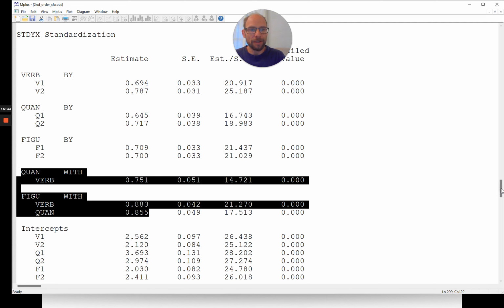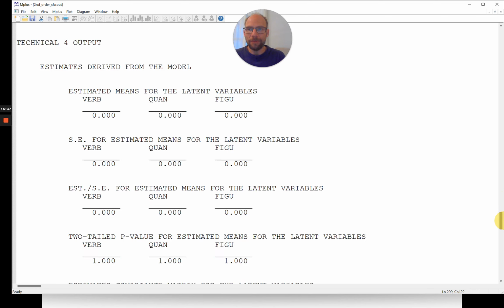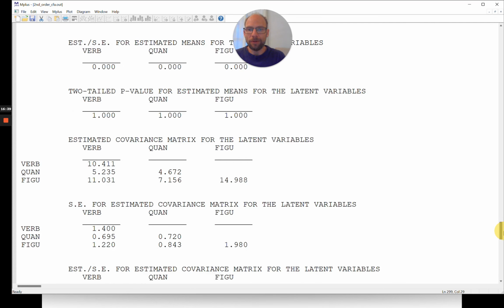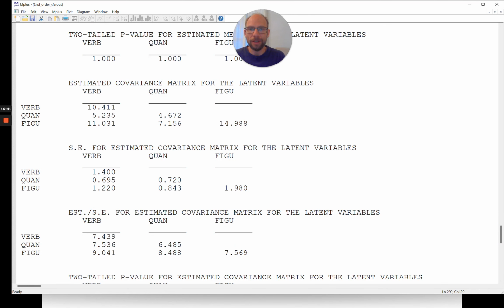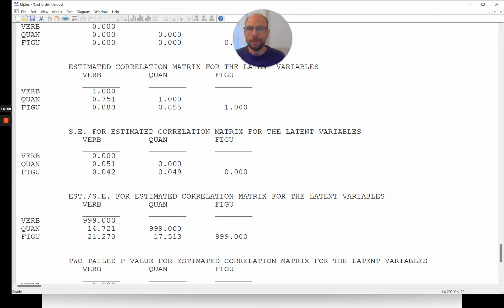Another place where you can see this is from Tech 4. When you go down here, Technical 4 output, and you scroll down a little bit, you get the estimated covariance matrix for the latent variables, and you also get the estimated correlation matrix further down below, for the latent variables, and here you get the same values printed again with their p-values, standard errors, and so on.